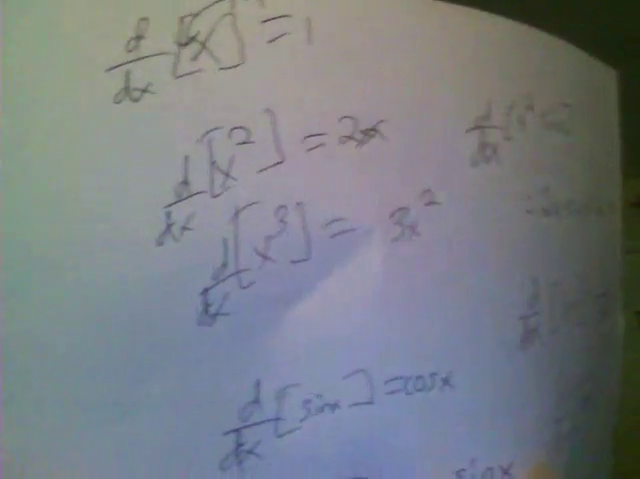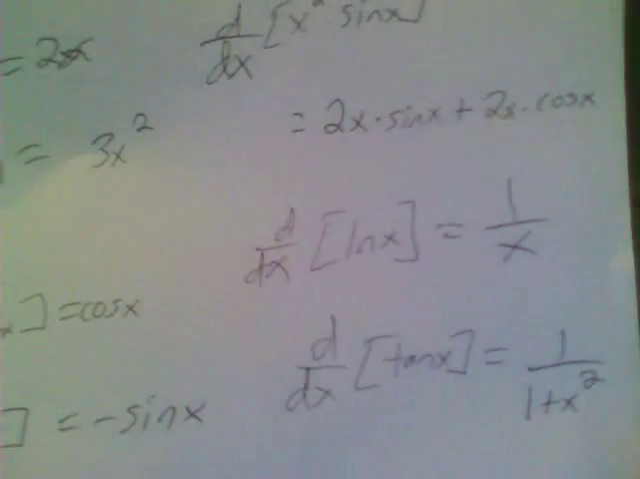Okay. Now let's do the derivative of, let's see, tangent x. So that one would have to be 1 over 1 plus x squared. That's just something you have to memorize. The derivative of tangent x equals 1 over 1 plus x squared. So, you might want to just check me on that real quick to make sure that's correct. But I believe that's right.